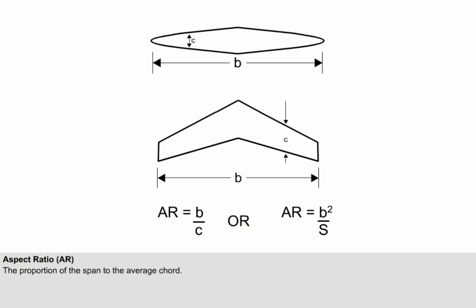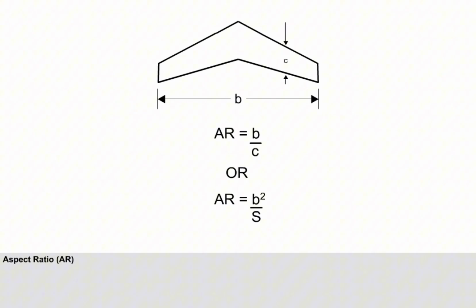If the planform is curved, for example like the Spitfire's elliptical wing, an alternative way of determining the aspect ratio is span squared over area. This assumes, of course, that you have a figure for the wing area.